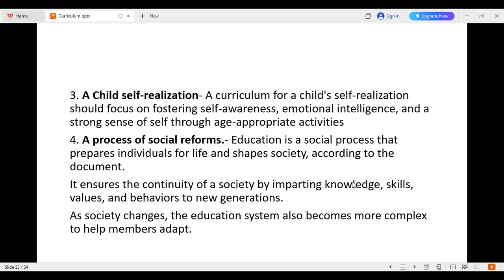That is, if I say briefly, they recommended to use child-centered teaching methodologies. The central person of a curriculum process are children. That is third. Number 4, process of social reforms. Now we can understand social evils in Sri Lanka.